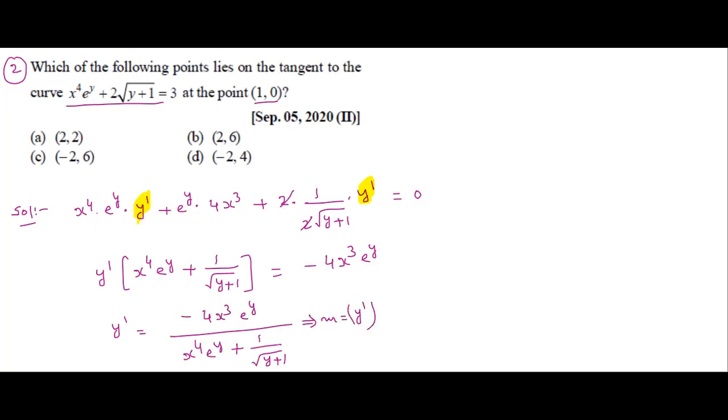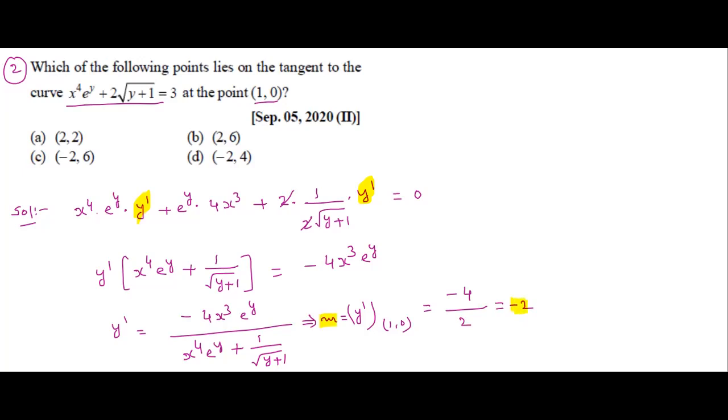What is the point? 1 comma 0. Substitute x is equal to 1 and y is 0. So x is equal to 1, y 0 means numerator we get minus 4. Denominator 1 plus 1 by 1, 2. That value should be minus 2. We got slope of tangent is minus 2.